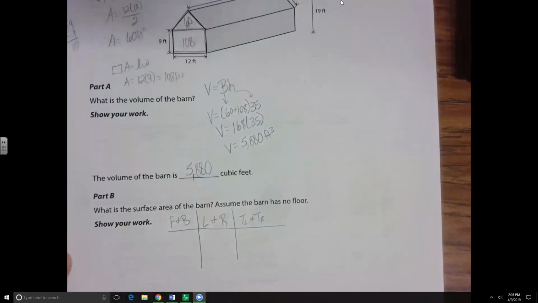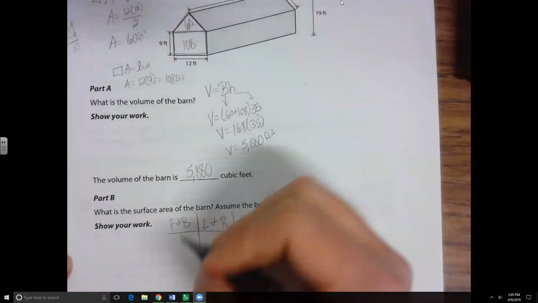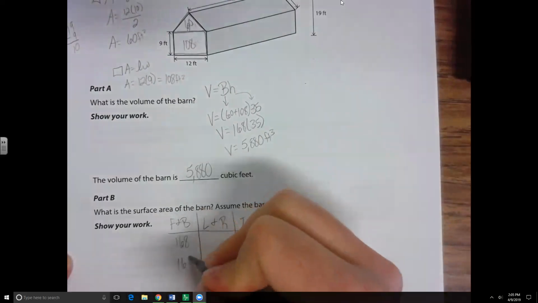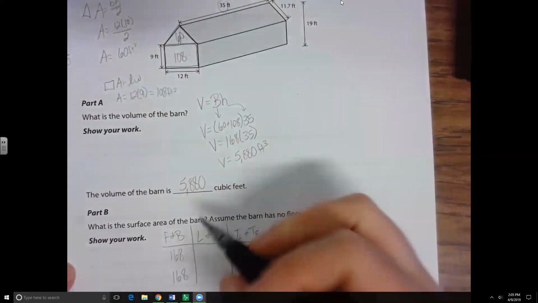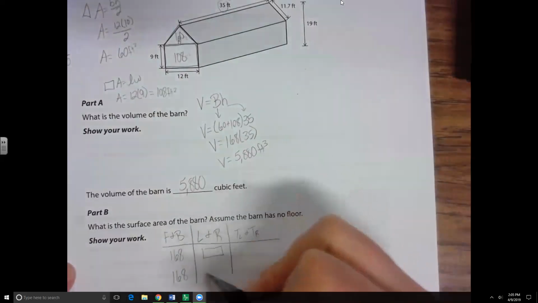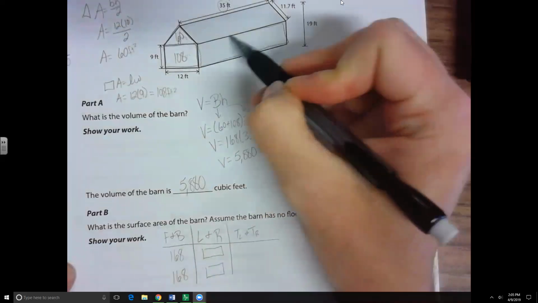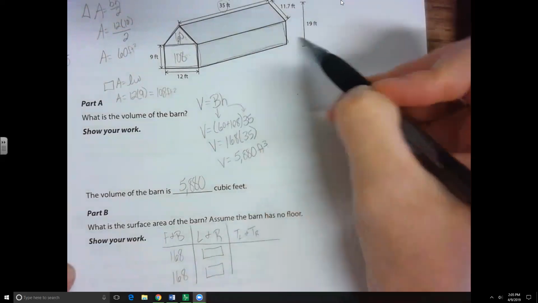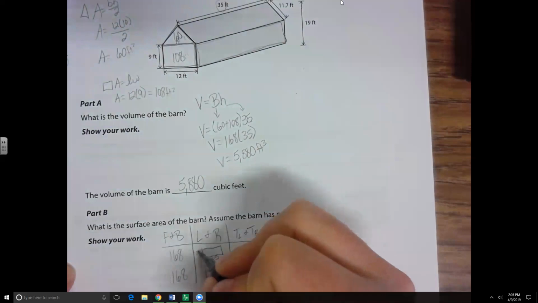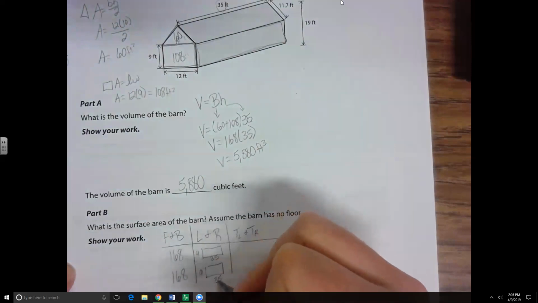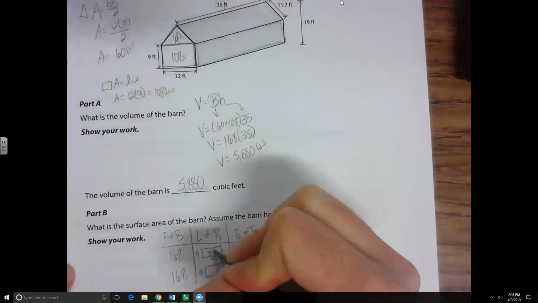Now my front and back, I've already found the area of it. 60 plus 108 is 168. So there's two of those, a front and a back. My left side and my right side are rectangles. This is my left and right side here. This rectangle measures 35 long by 9 high. And then the area of that, 35 times 9, is 315.